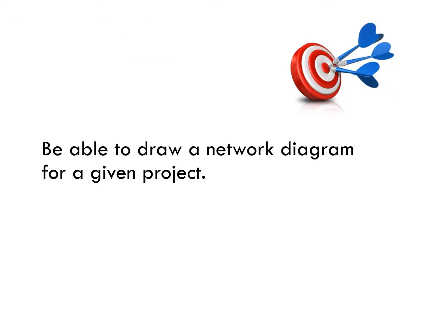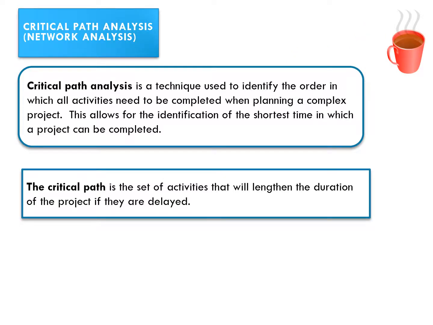So in this video, we're going to look at how we draw what's known as a network diagram for a given project. And critical path analysis is a technique used to identify the order in which all activities need to be completed when planning a complex project. This allows for the identification of the shortest time in which a project can be completed. We describe the critical path for a project as all the activities that will lengthen the duration of the project if they are delayed. For example, boiling the kettle when making a cup of tea.